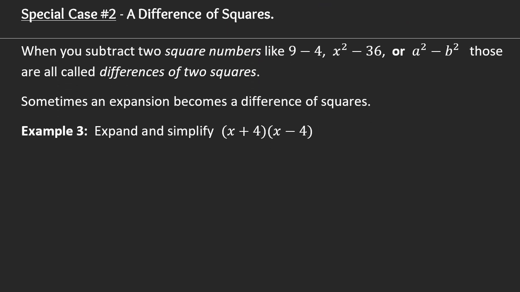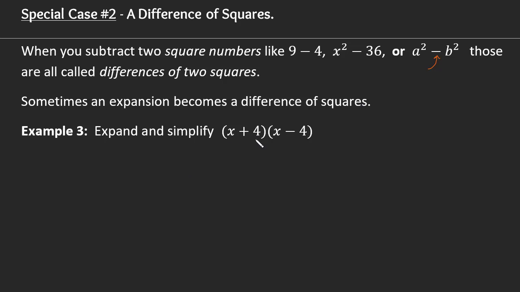All right, so the next special case is called a difference of squares. And a difference of squares is exactly what it sounds like. Difference means to subtract. So when you subtract two square numbers, like 9 minus 4, or x squared minus 36, a squared minus b squared, we're always doing the difference, which is what a subtraction is, of two squares. So that's a difference of squares. And we sometimes end up expanding and ending up in something like this. So we don't end up with a trinomial, which is kind of interesting.